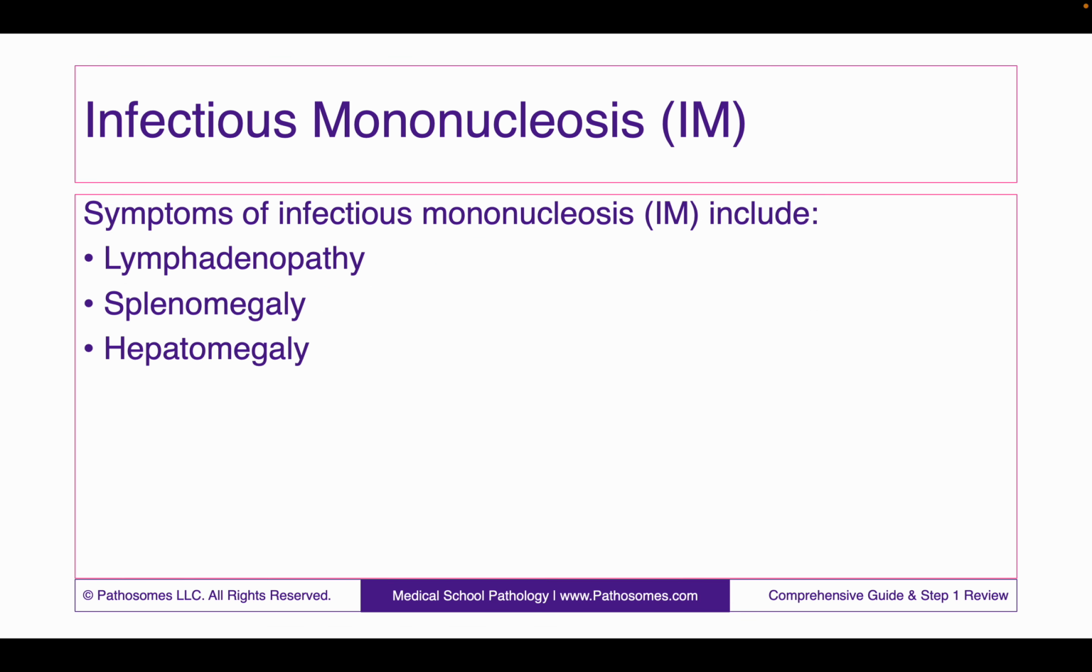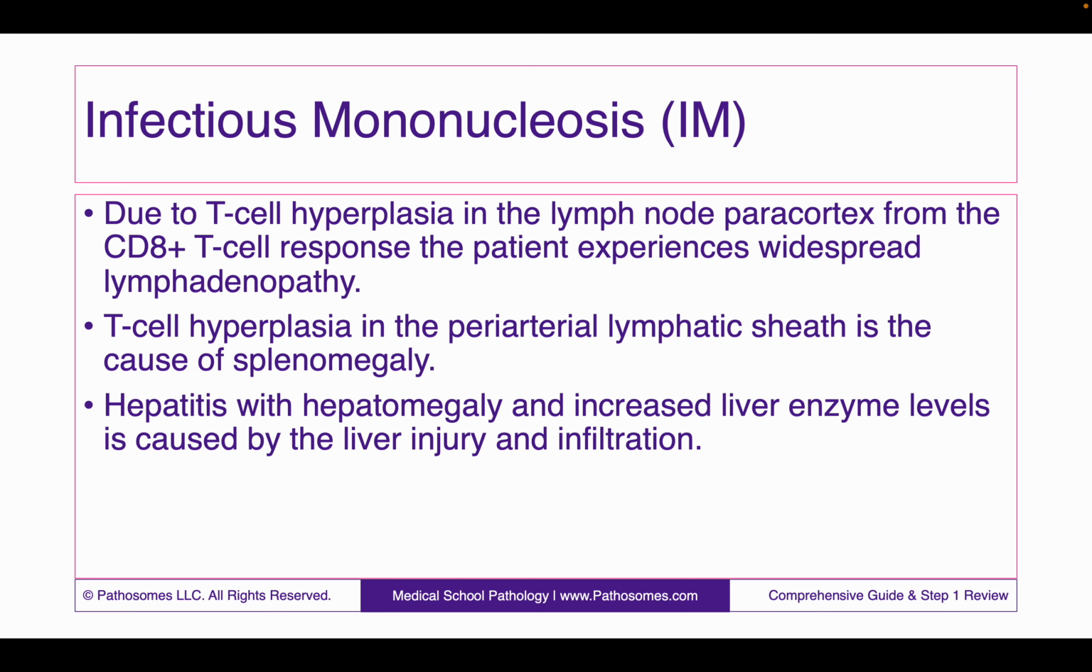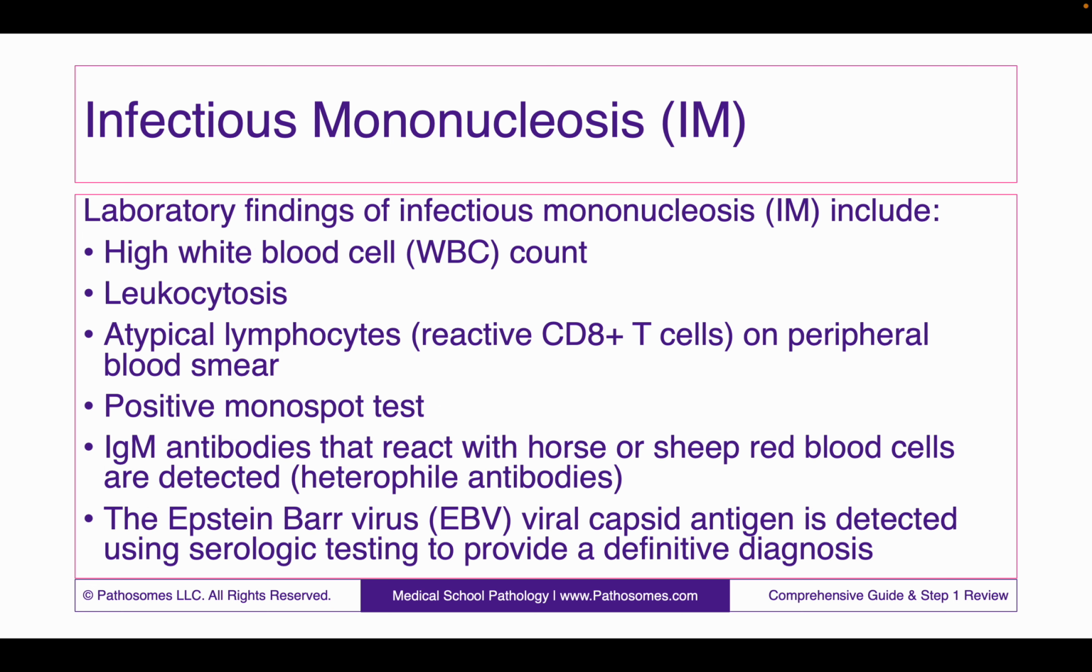Symptoms of infectious mononucleosis include lymphadenopathy, as we just saw, splenomegaly, as well as hepatomegaly. Due to T cell hyperplasia in the lymph node paracortex from the CD8 positive T cell response, the patient experiences widespread lymphadenopathy. T cell hyperplasia in the periarterial lymphatic sheath is the cause of splenomegaly. Hepatitis with hepatomegaly and increased liver enzyme levels is caused by the liver injury and infiltration.